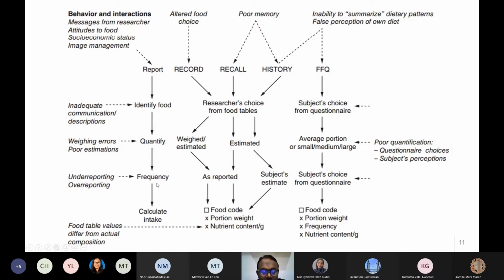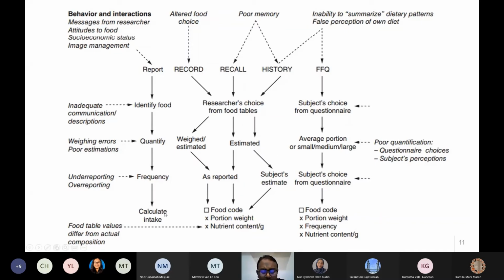In terms of frequency, there will be underreporting or overreporting of frequency. But for food record and diet recall, it is as reported by the respondent. For diet history, it's actually the subject who estimates the frequency. Similar to FFQ, it's the subject's choice from the questionnaire. So if we have 5 choices of the frequency, they have to choose which frequency relates to them. So it depends on the subject itself.